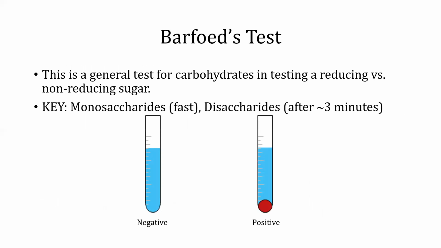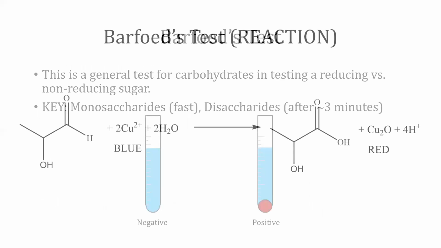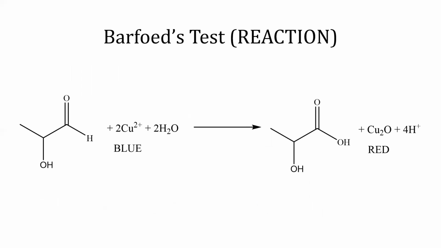A second test, Barfoed's test, is also used in testing a reducing versus a non-reducing sugar. The type of reducing sugar will impact how fast the positive test will occur. Monosaccharides are fastest, where disaccharides are also possible, but slower in observing their positive results. Here is a reaction where the brick red precipitate is formed under Barfoed's test with the alpha hydroxy aldehyde.